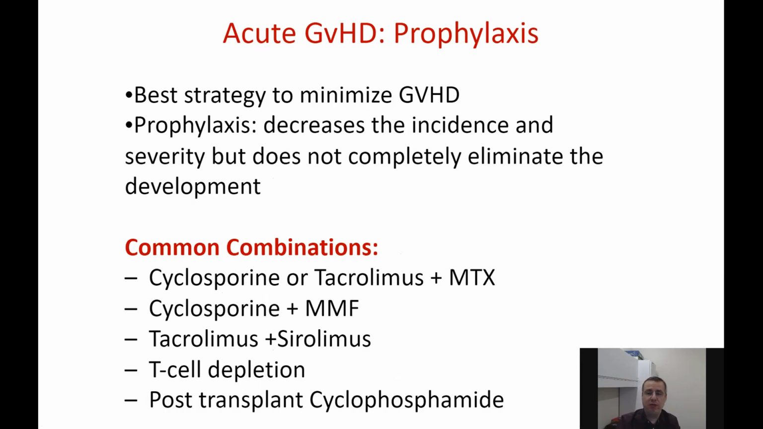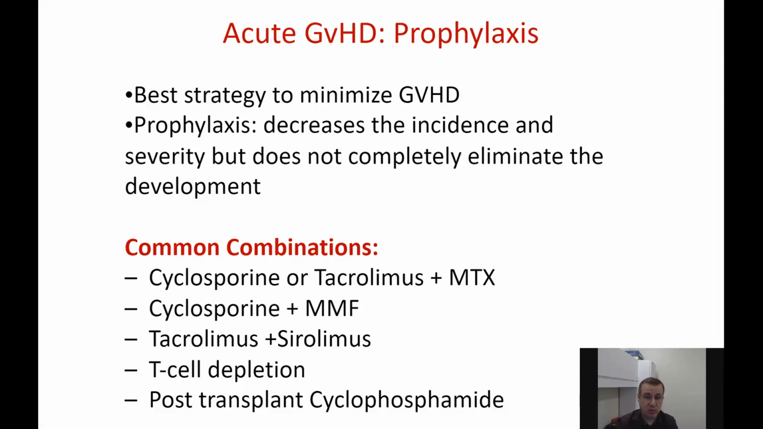While GVHD prophylaxis is probably one of the most important interventions in the transplant process, it's the best strategy to minimize graft-versus-host disease. And of course, the immunosuppression we administer protects from graft rejection as well. This prophylaxis decreases the incidence and the severity of GVHD. However, it does not completely eliminate the development of GVHD. And there's a variety of combinations of immunosuppressive drugs that we use to protect from development of graft-versus-host disease. These include calcineurin inhibitors, such as cyclosporin or tacrolimus, combined with methotrexate or other drugs as well.